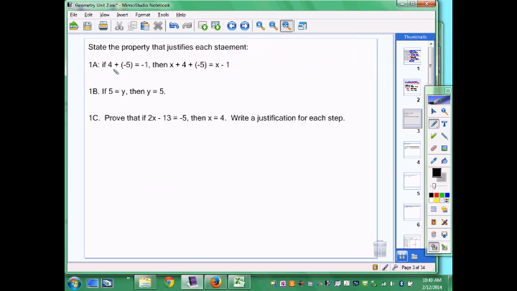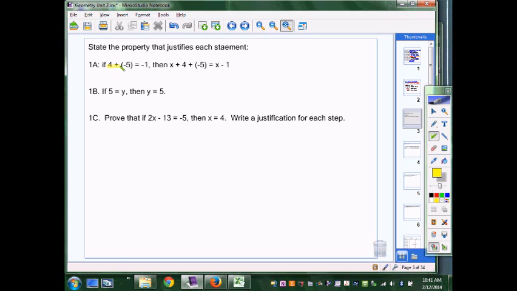State the properties that justify each step. So if 4 plus negative 5 equals negative 1, then x plus 4 plus negative 5 equals x minus 1. So between here and here, let's look at that real quickly. Between this part and this part, what has changed? We added an x, right? So it's the substitution property. Nope. What happened here to here? And the green? What changed? We added an x. We added the same thing to both sides. So this is addition property.